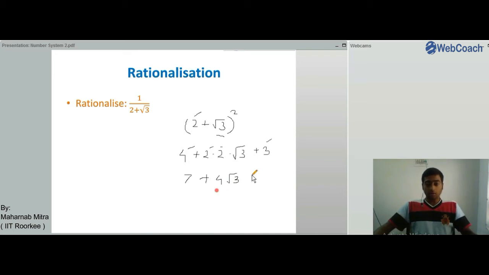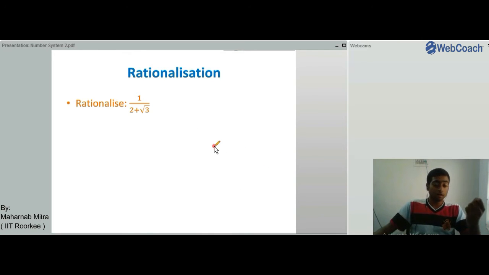We are getting a number which is not exactly free from square roots. We are still left with this square root, right? Then we can't apply this rule. Now which rule should we apply?